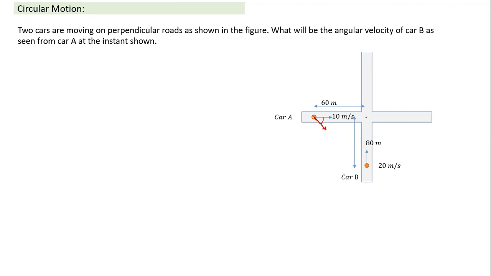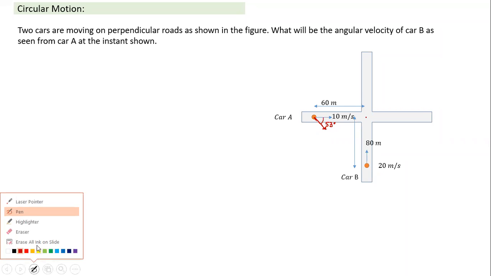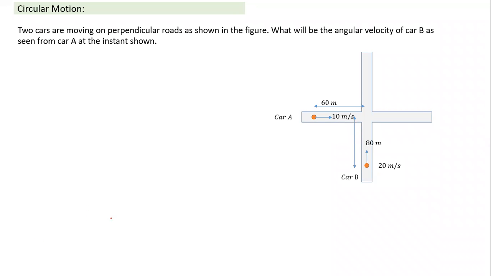So you look at car B through the telescope only when the telescope is aligned in that direction. At this particular instant, it will make an angle of 53 degrees. But as the cars move, you have to rotate, and the rate at which you rotate, the angular velocity at which you rotate, is the angular velocity of car B as seen from car A. That's a practical example of angular velocity, and some questions may be framed accordingly.